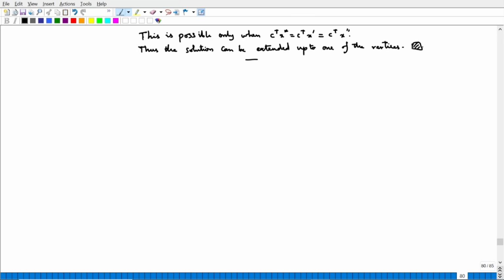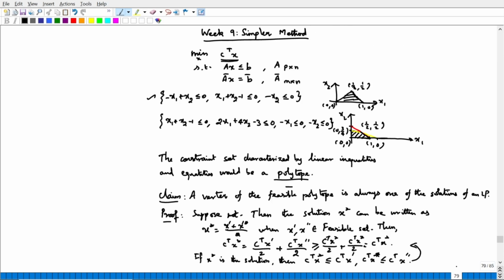So, if this does not happen, I mean C transpose X star equals C transpose X dash equals C transpose X double dash, we have a contradiction already, right. Either this is not the solution or it is a vertex, right. So, if it is equal, then you can actually extend it up to the vertex, right. So, fine.